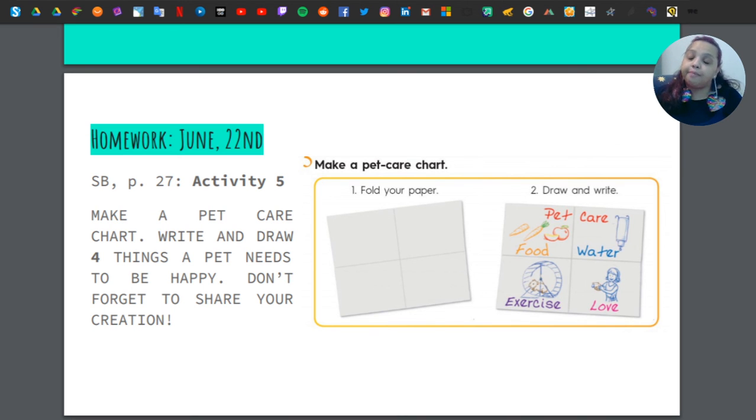Mas, teacher, eu não tenho um bichinho. Tudo bem. Pensa no bichinho que você queria ter. Eu queria ter um horse, um cavalo. Então, o que eu posso desenhar que um cavalo precisa? They need a lot of food. Yes. Qual é a comida do horse? They need a lot of water. Como que um horse bebe água? Não tem problema, é só usar a imaginação.